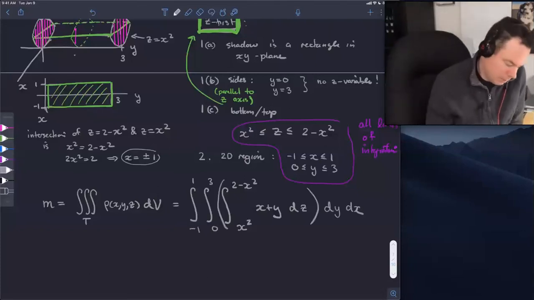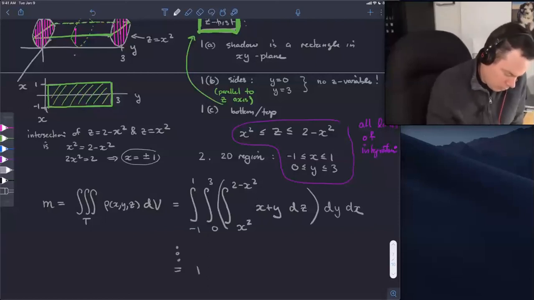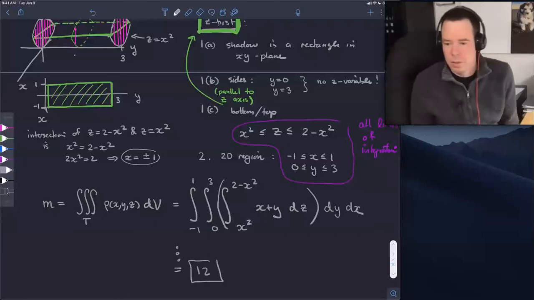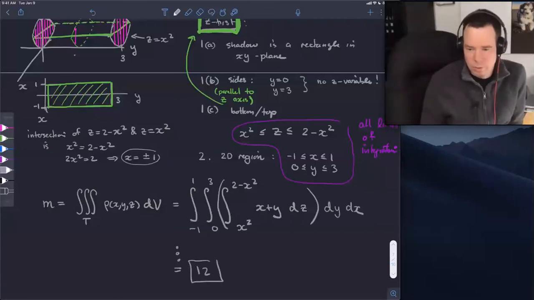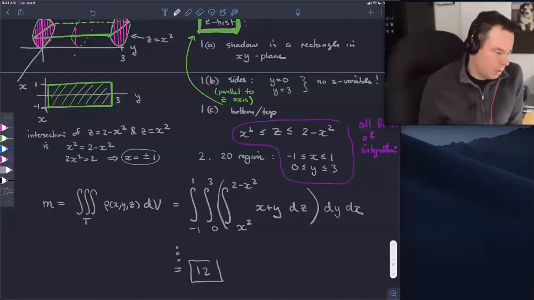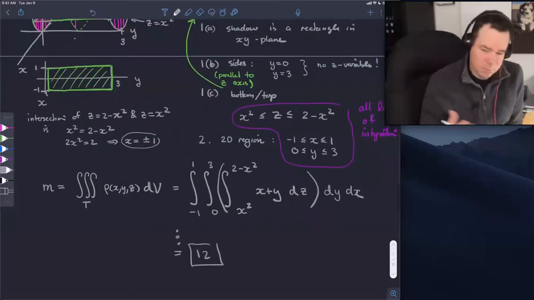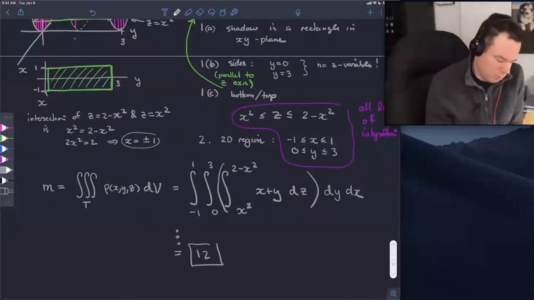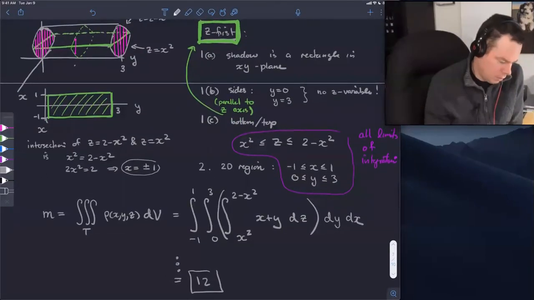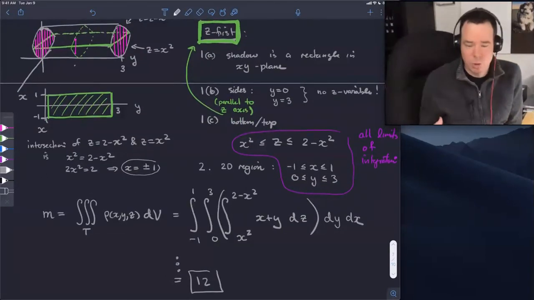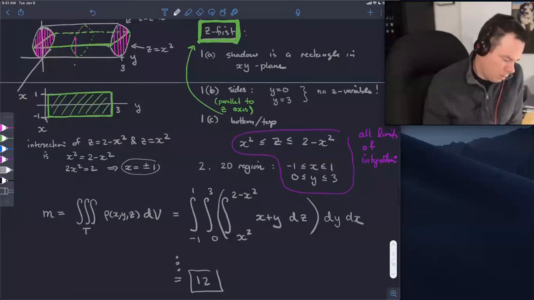So we've done the setup. And I'll just write down the final result, because at this point it's an exercise in integration. And if we do the integral, we'll get a value of 12. So that was our Z first integral. We could do other directions as well. There's no reason we had to go with a Z first. I just went with a Z first because the projection was a rectangle, and that was quite nice. But we could have done another integral.